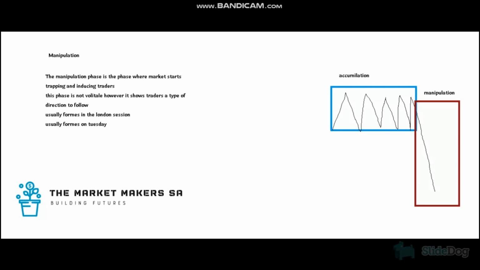It usually forms on Tuesday. In our strategy, we call Tuesday the destructive day. It's a day where the market really takes out a lot of people, a very, very destructive day. It's a day of manipulation.